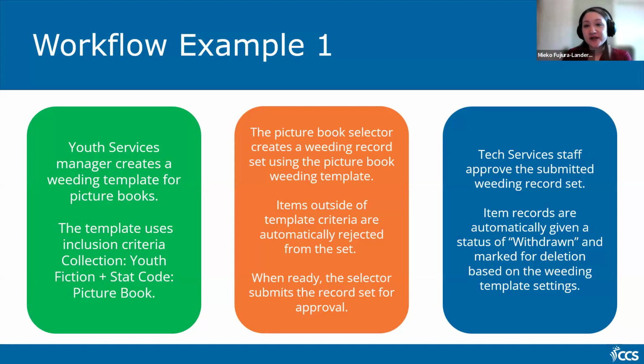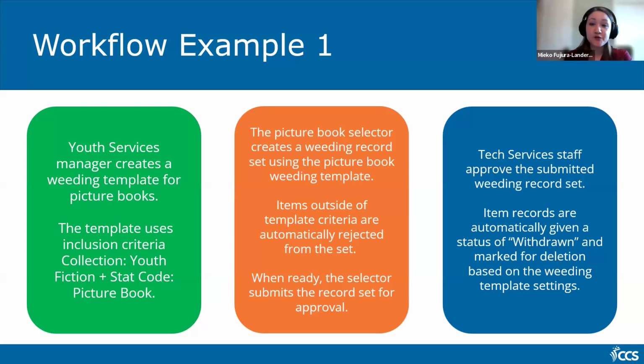The new picture book selector creates a weeding record set using the picture book weeding template. So again, items outside of that template criteria are automatically rejected from the set. So the selector in training can't add an item from outside of their collection or stat code. When ready, that selector will submit the record set for approval.